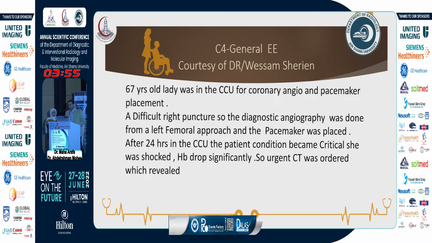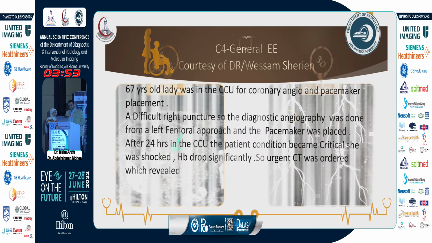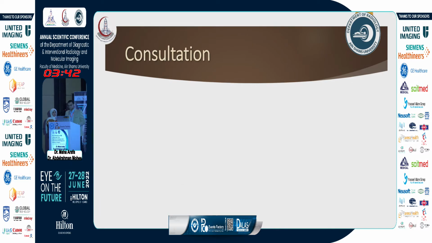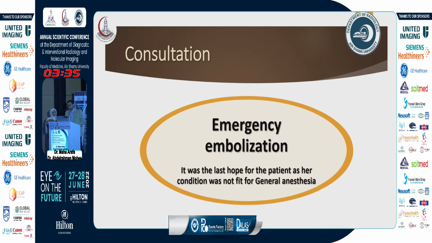So an urgent CT with contrast was ordered, revealing a large retroperitoneal and pelvic hematoma with active contrast leak. 3D reconstruction revealed a leaking pseudoaneurysm into the hematoma. The patient's condition was not fit for general surgery, so interventional radiology was the last and the only resort for the patient.